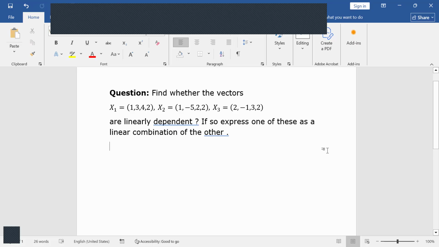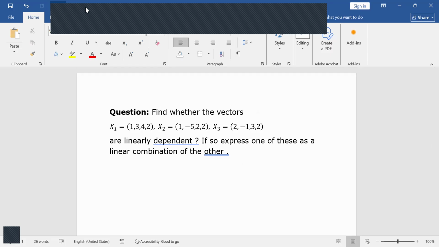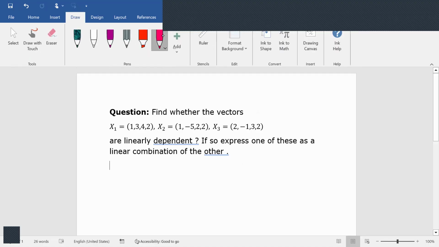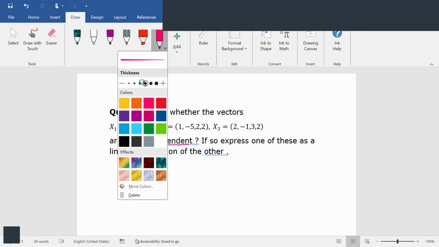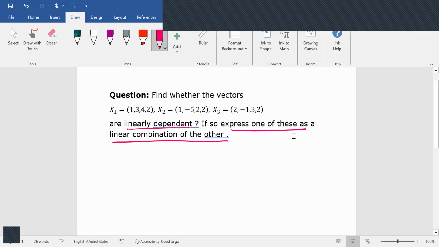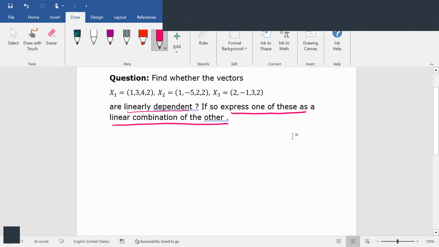So today we are going to see how to solve this question. Here we can see the question on the screen: find whether these given vectors x1, x2, x3 are linearly dependent. And if they are, then we also have to express one of these as a linear combination of the other. So we are going to use a matrix method to solve this question.